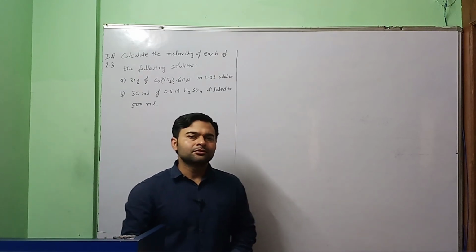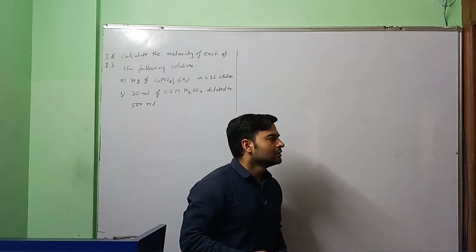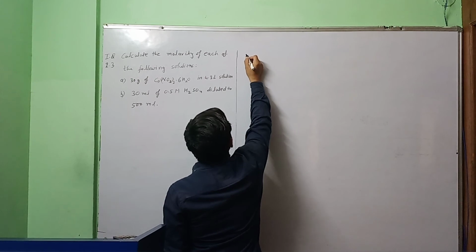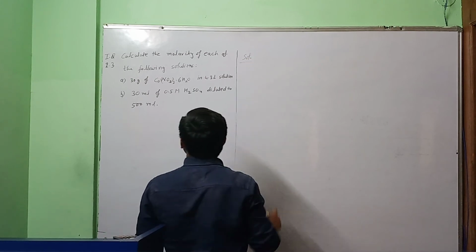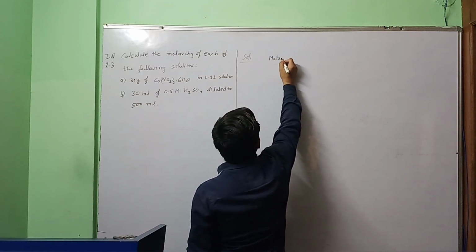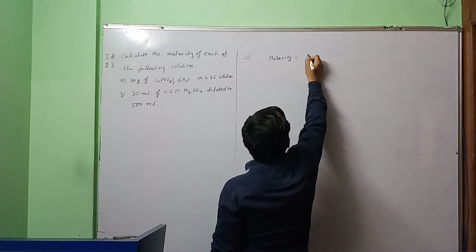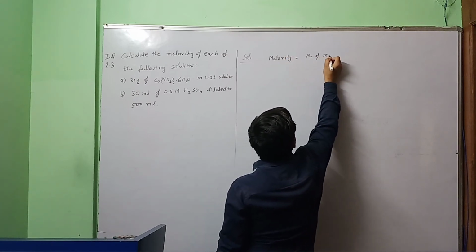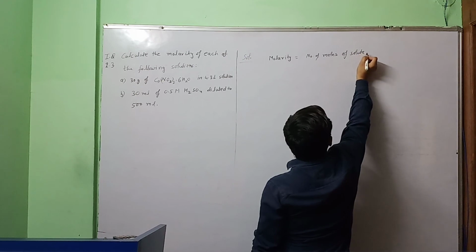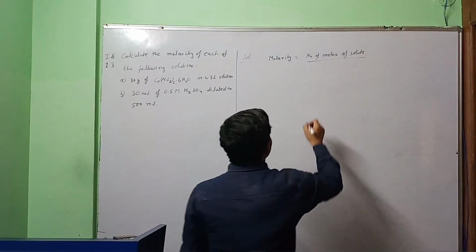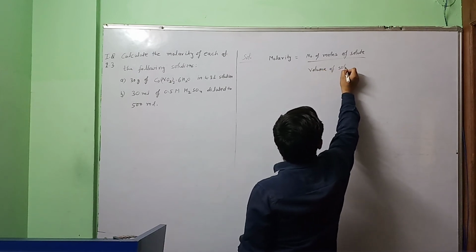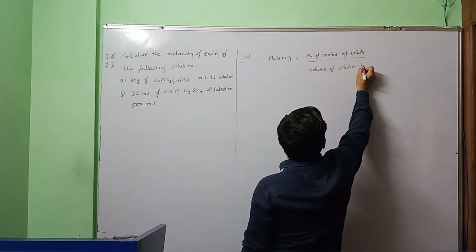So in the first question, we have to calculate the molarity of 30 gram Co(NO3)2. So let's start solving it. The formula for molarity is the number of moles of solute divided by the volume of solution in liters.